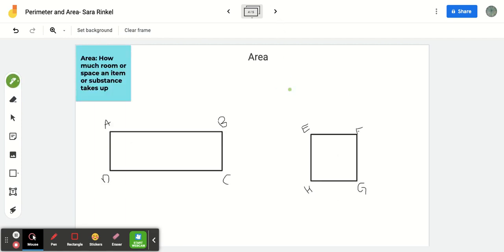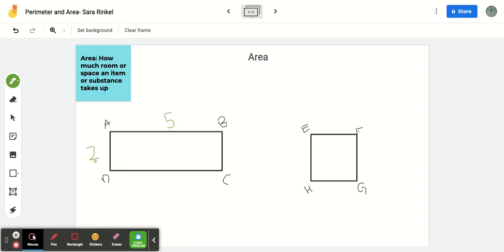Next, let's move on to area. The definition of area is how much room or space an item or substance takes up. And so we have these same shapes from previously, and they will have the same sides. So you'll have 5 and then 2. So we'll start off with the rectangle.